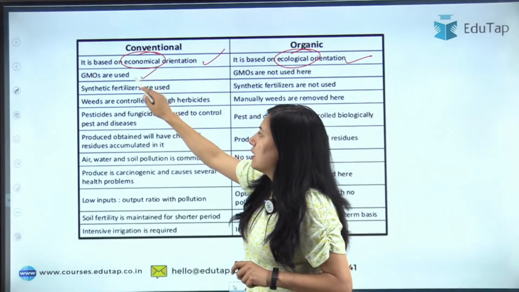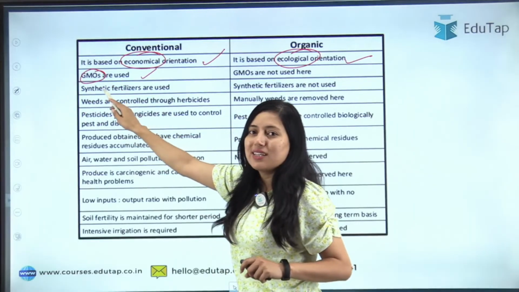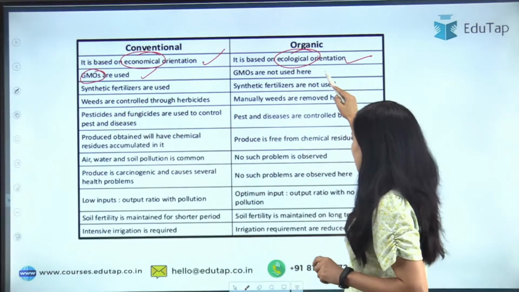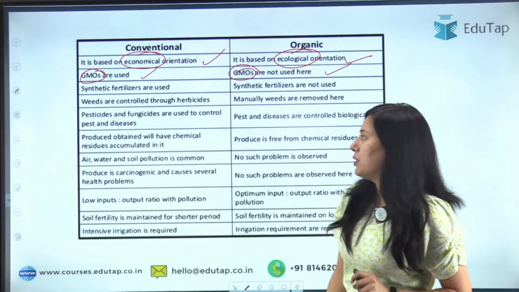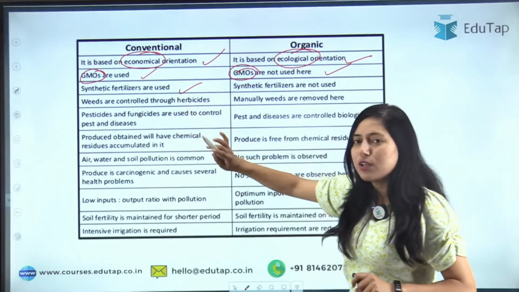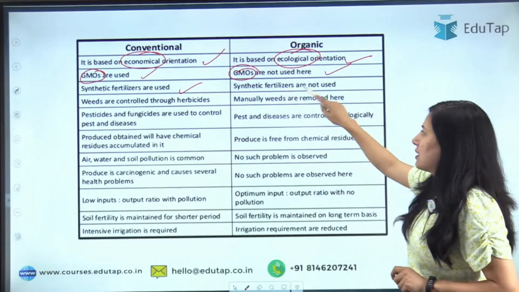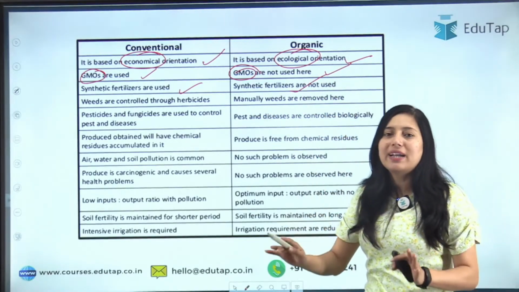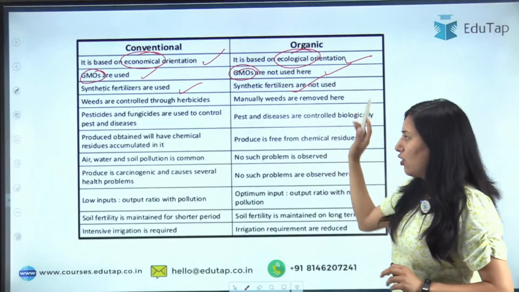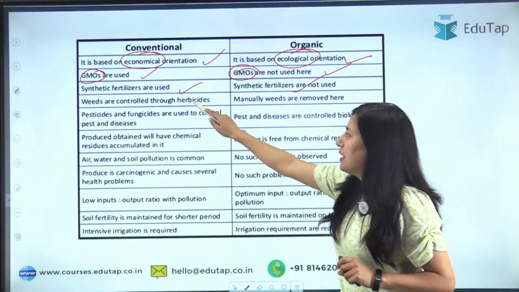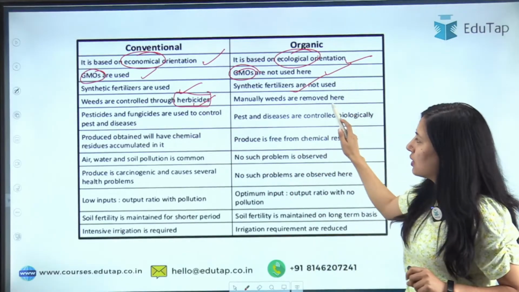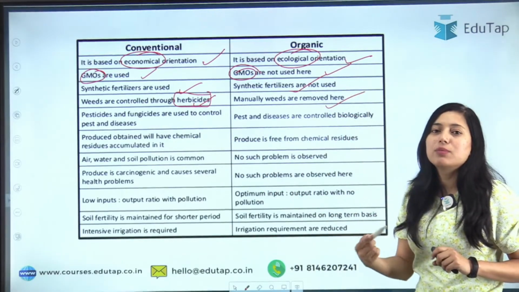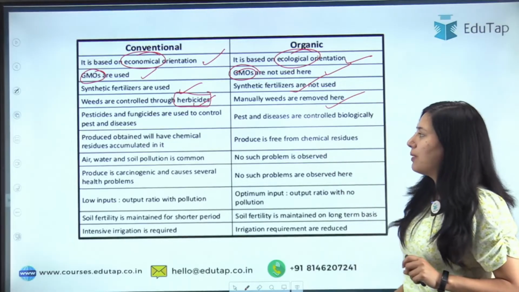Here GMOs, genetically modified organisms, are used, while in organic farming genetically modified organisms cannot be used. Clear? Synthetic fertilizers are used in conventional farming, while they are strictly banned and prohibited in organic agriculture. Then weeds are controlled through herbicide in conventional farming. We cannot use herbicide in organic farming. We can do manual removal of weeds.